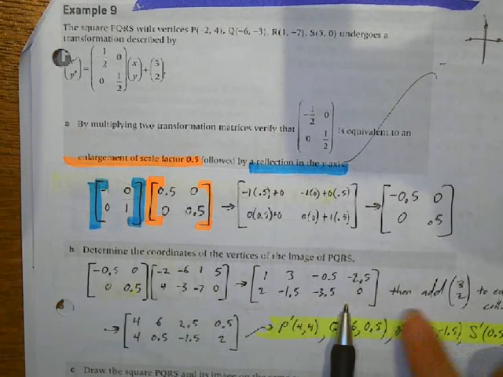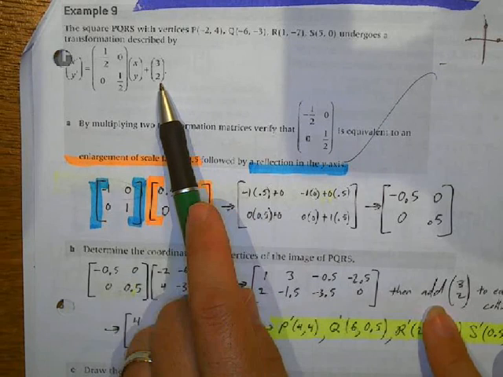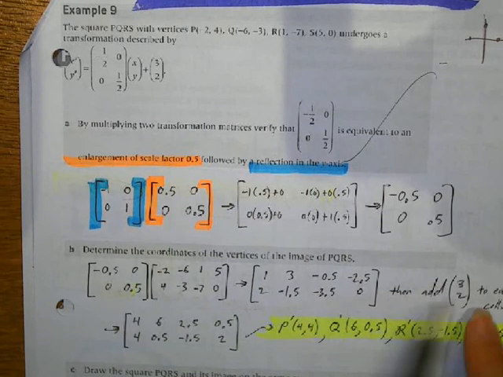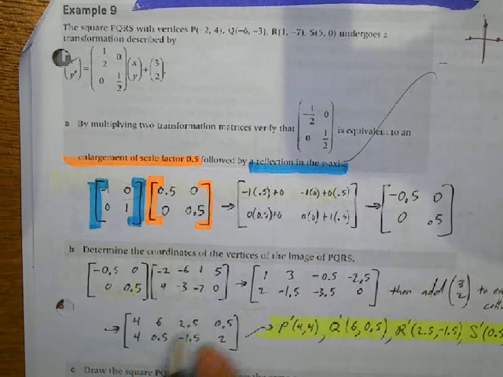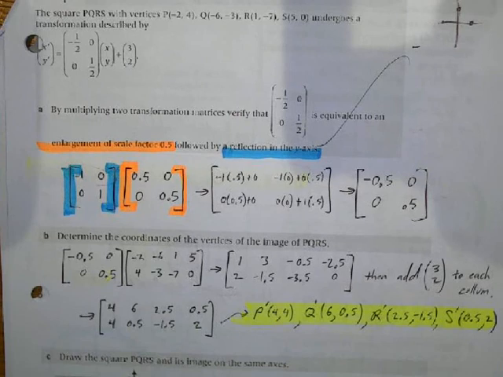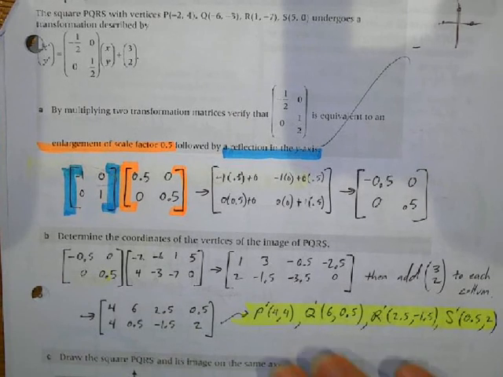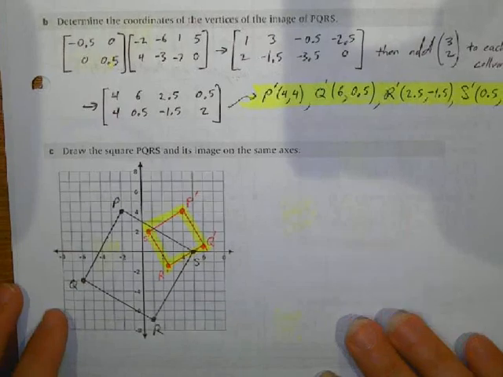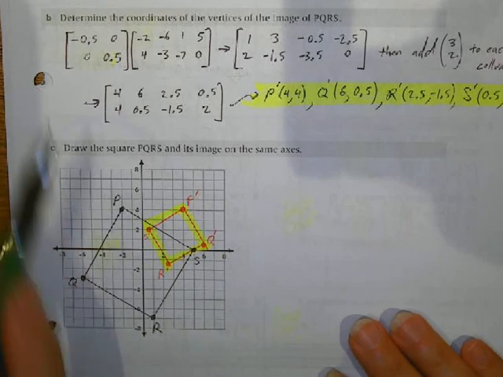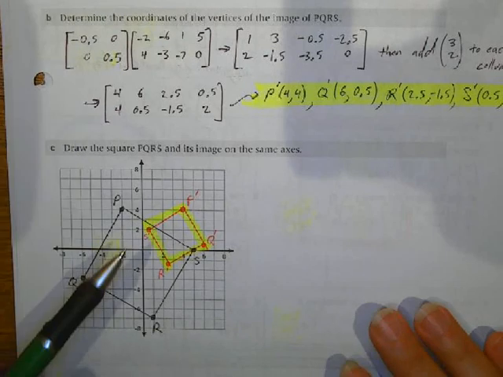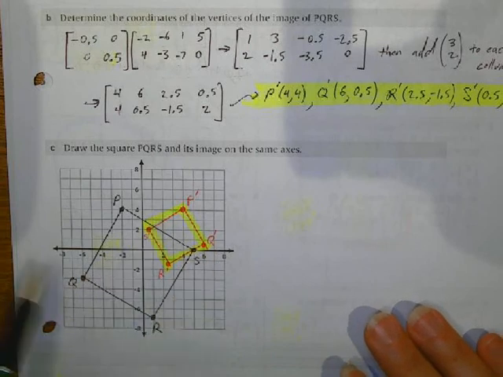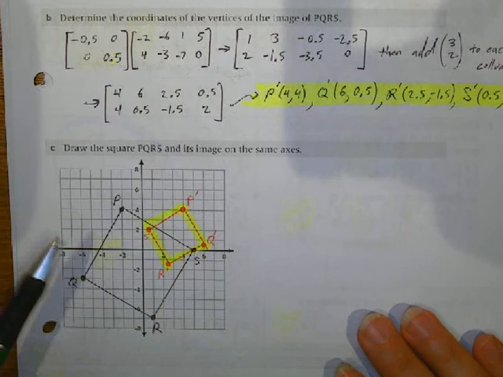And then we also have the translation of 3, 2. So I have to add 3, 2 to each column here, and we end up with our new points. You might want to hit pause. If I plot those new points, it's going to look here. And so you can see that it's been enlarged by a scale factor of 1/2, or it's been shrunk 1/2, and it's also been reflected on the y-axis.